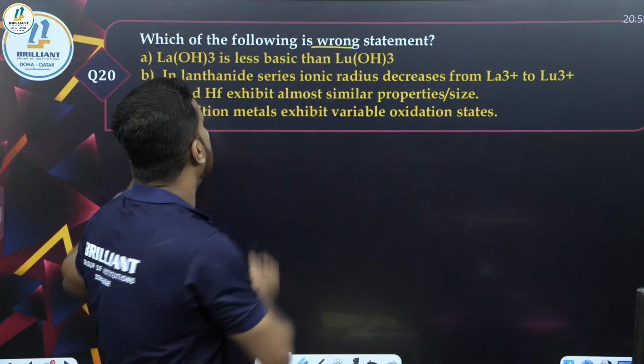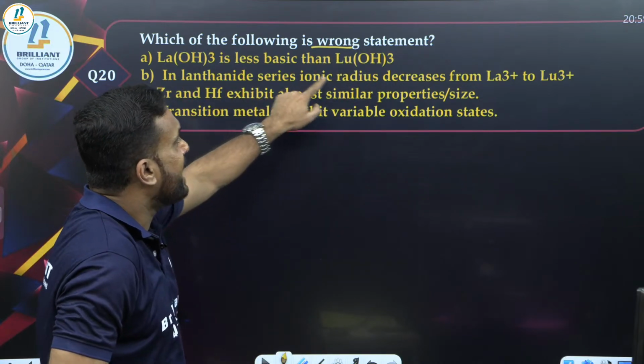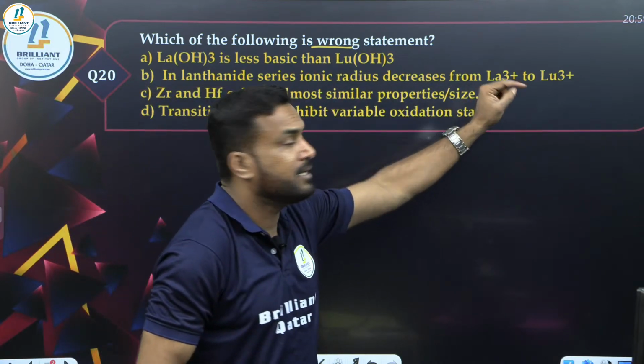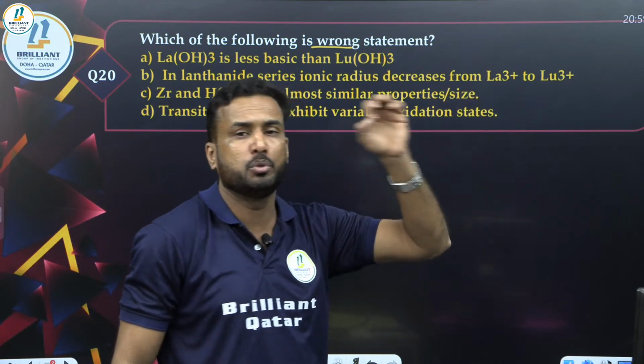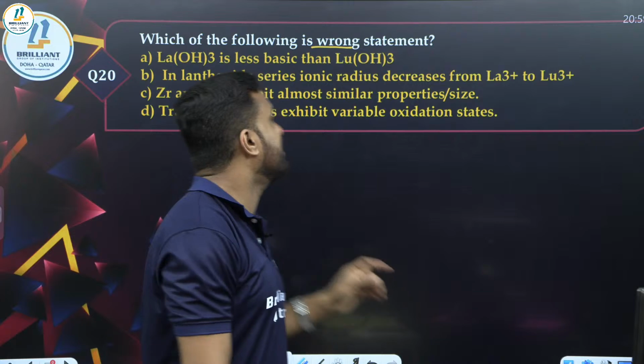They are asking for the wrong statement only. In the lanthanoid series, ionic radius decreases from lanthanum to lutetium, correct? Ionic radius decreases from lanthanum to lutetium. That is called lanthanide contraction, correct?